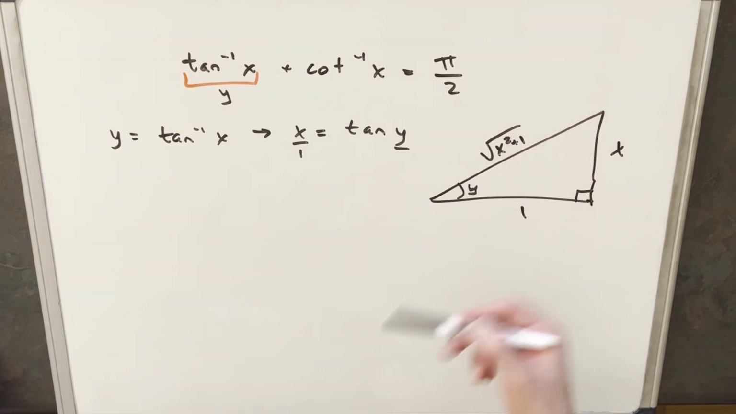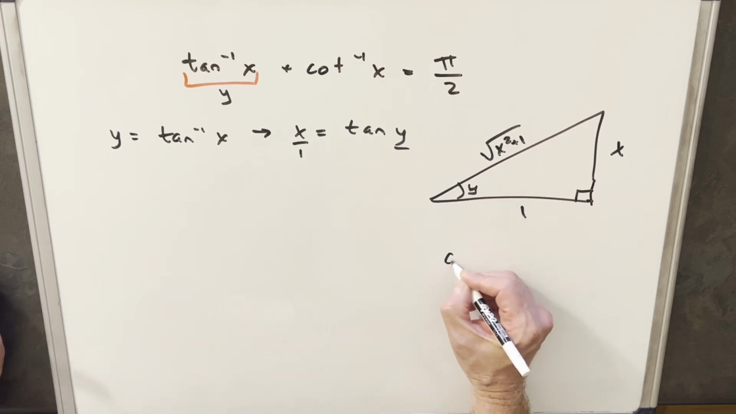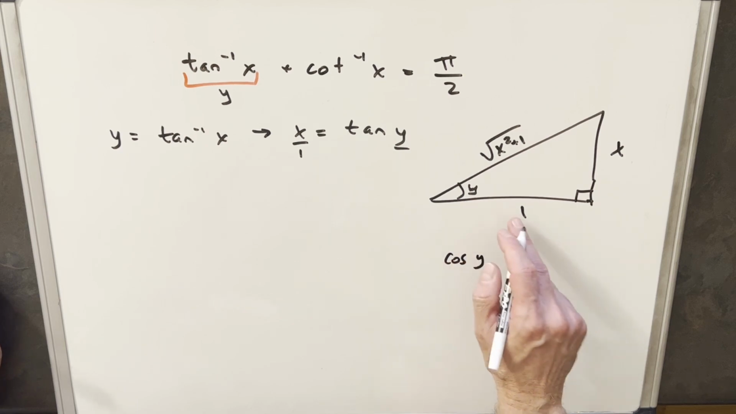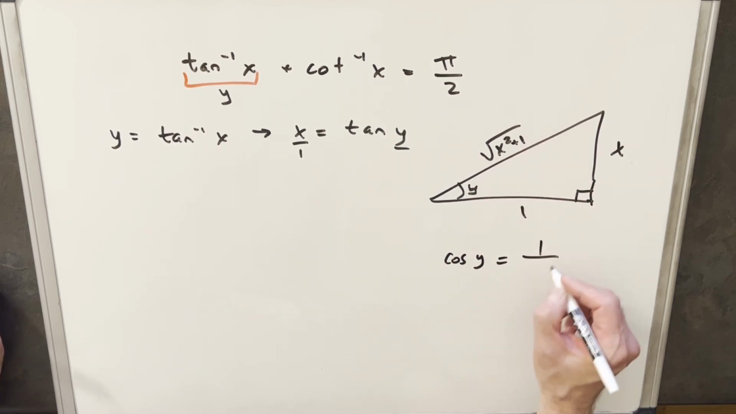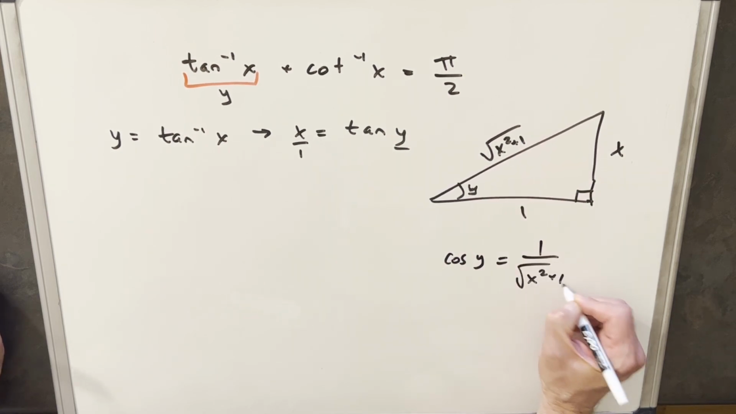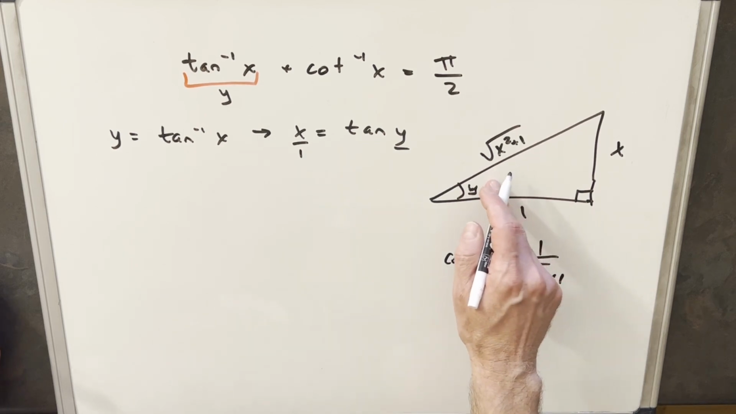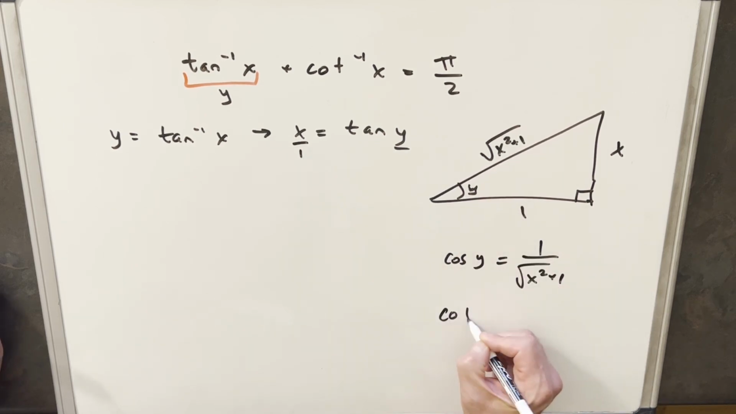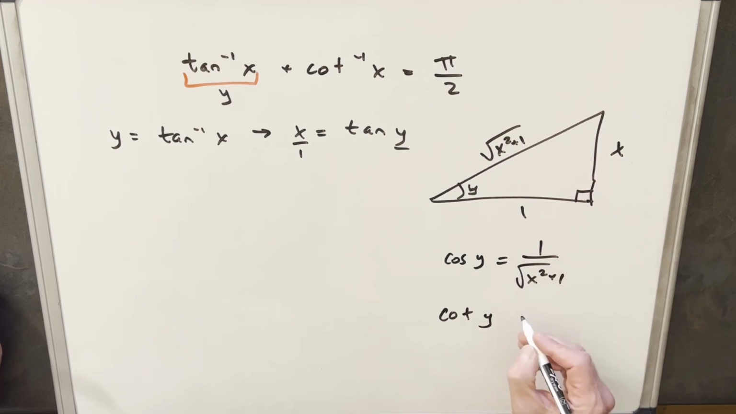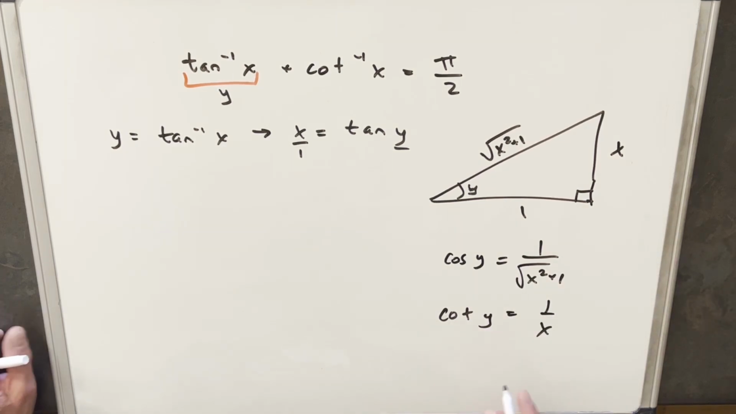The nice thing about having the triangle is you can now find any of the trig functions, right? Like if we wanted to find the cosine of y, that's going to be just adjacent over hypotenuse. That would be 1 over the square root of x squared plus 1. So I think it might be interesting to find cotangent of y. Cotangent of y is adjacent over opposite. That's going to be just 1 over x. If we take cotangent inverse on both sides, we end up with y equals arccotangent of 1 over x.